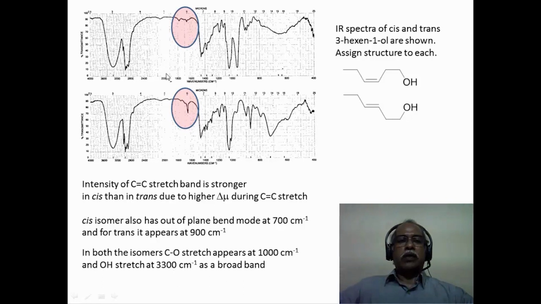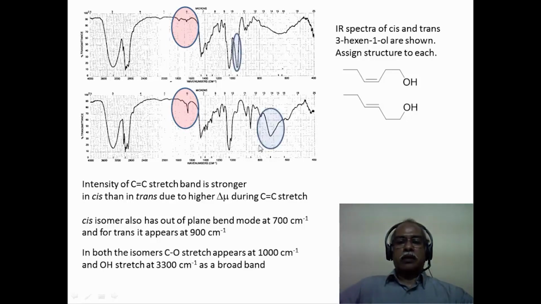In other words, the OH stretching frequency as well as the CO stretching frequency, which is over here, are not very useful because both of them have the hydroxy functional group and both of them will have the CO stretching functional group also. But if you look at the highlighted region here, which corresponds to the C double bond C stretching region, around 1600 inverse centimeter or so, the intensity here is much higher compared to the intensity here. So that will put this to be the cis isomer.